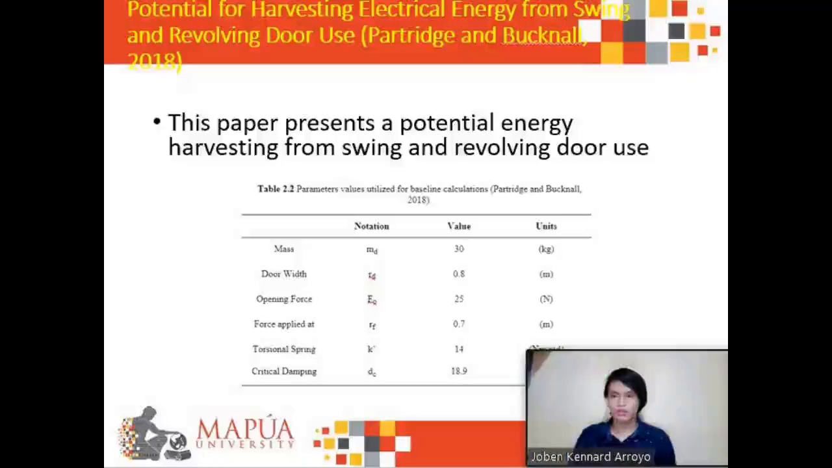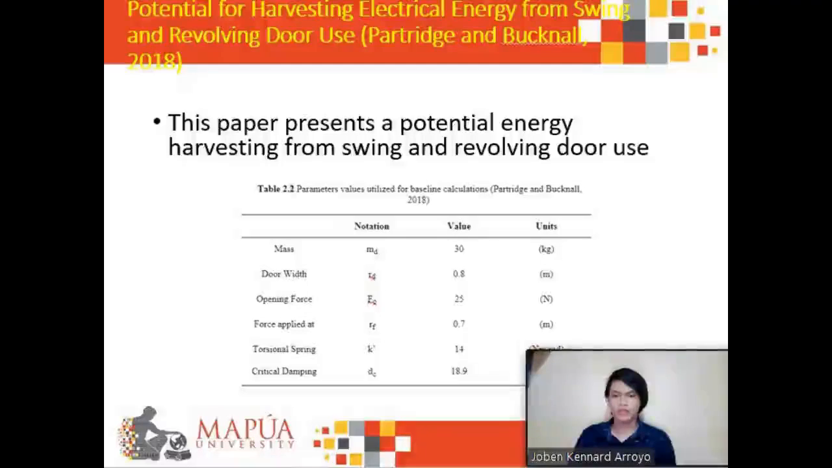The next study is called Potential for Harvesting Electrical Energy from Swing and Revolving Door Use by Partridge and Bachman from 2018. This paper shows the potential of swing and revolving door for energy harvesting. Knowing the initial parameters of the door and its motion, they were able to model the motion of the door utilizing MATLAB and present its equation of motion. Also, they tested different design approaches for energy harvesting and compared their viability.